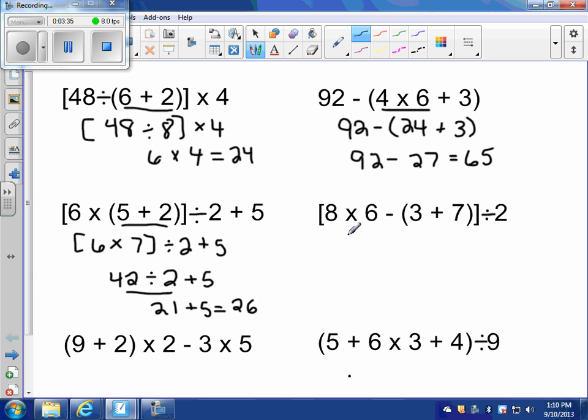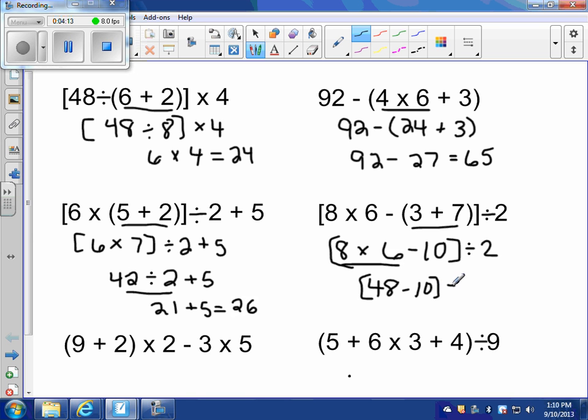All right, so I'm going to look at our bracket first, and inside the brackets I have a set of parentheses. So this will be my first step. I've got 3 plus 7, which is equal to 10. So now I have within my brackets 8 times 6 minus 10, all within brackets, and then divided by 2. 8 times 6 is going to come next, and that's going to be 48. So I have 48 minus 10 divided by 2.